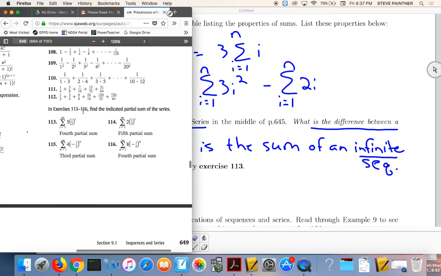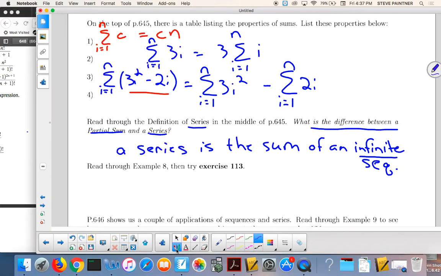Okay, so in exercises 113 through 116, find the indicated partial sum of the series. So we're only finding partial sums here, not total sums. So we have this series, i equals 1, and it wants us to find the fourth partial sum. So I'm going to write that right away, just the fourth partial sum.